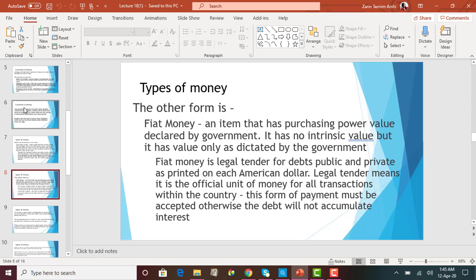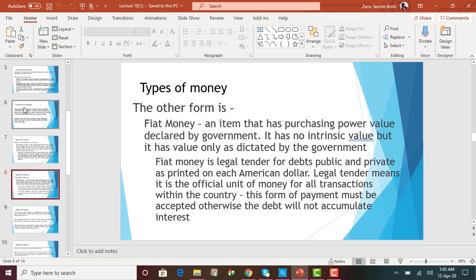Okay, and fiat money is also known as legal tender. So this is very important. You need to know legal tender and fiat money can be used interchangeably, and they mean the same thing. What legal tender means is basically the official unit of money declared by the government for all transactions within a country. So basically the government has declared that this is the official form of money in order to exchange goods and services. And if you are making any payment using fiat money, someone has to accept it.